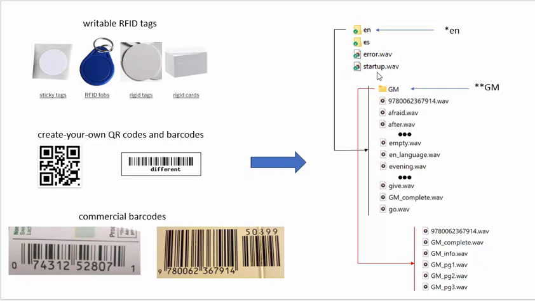So if you look at the top level of the SD card, you'll see there's a folder called EN. EN is short for English. ES, which is short for Spanish. These are standard codes. And then there's also an error audio file and a startup audio file. And let's just listen to what these two sound like.